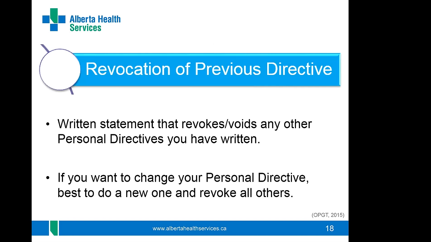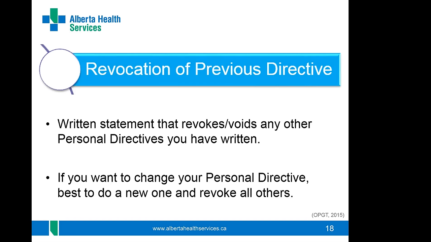So revocation of previous directive. Whether you're using a template, whether you've gone to a lawyer, or whether you're handwriting your own personal directive, just even on a blank piece of paper, either automatically there will be a statement included, or you need to write one, some sort of statement saying that you revoke any other previous personal directives that you have written. It's really important to do this because writing a more current personal directive doesn't automatically void a previous one. Okay, the rule of the most current trumping all others does not apply here. So it's actually possible to have two personal directives in effect if you don't write a specific statement saying, I void all other ones. So really, really important to be doing that.